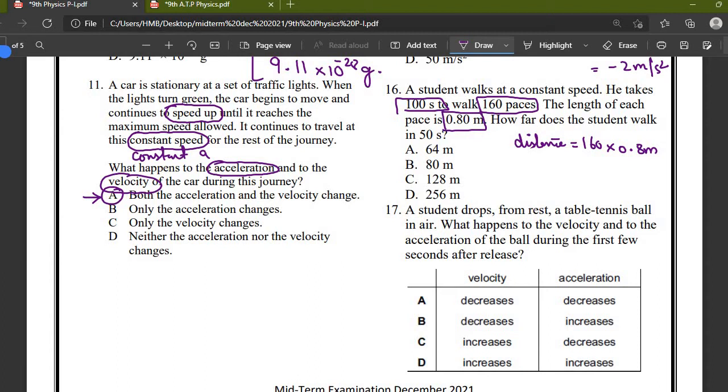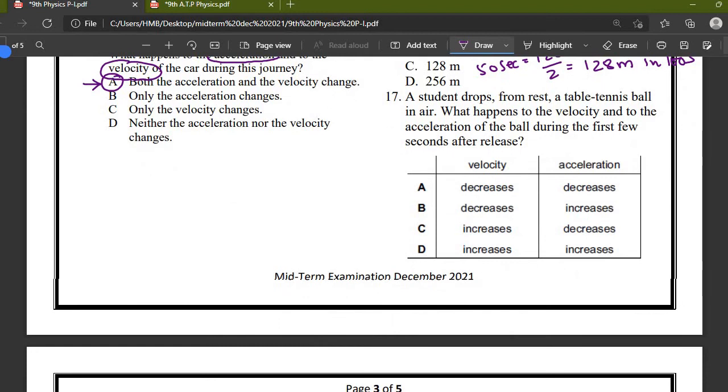How far does the student walk in 50 seconds? So the distance covered in 100 seconds is 160 times 0.8, that is equal to 128 meters in 100 seconds. So in 50 seconds, it will be equal to half of 128. 128 divided by 2 will be equal to 64 meters. Option A is the right answer.